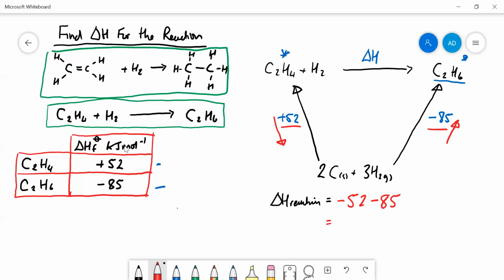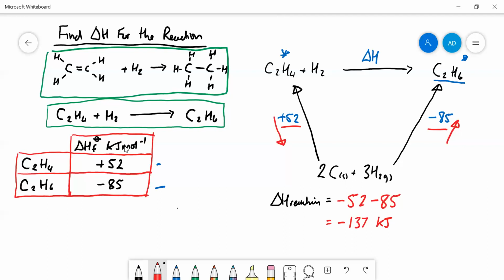Add those together. We get minus 137 kilojoules. So that is the answer to that problem there. Minus 137 kilojoules, and it's exothermic. Okay, so that's the way we did it in year 12, and we carry on doing it that way. That's perfectly fine.